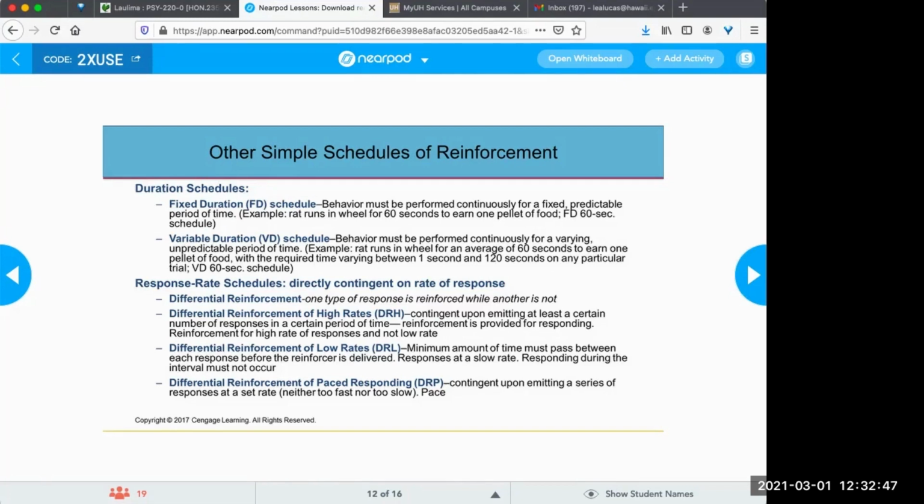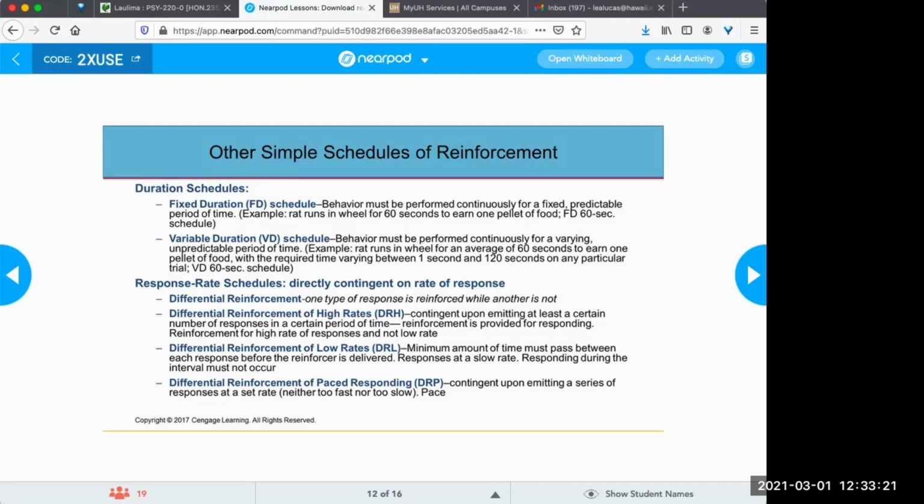So if you think of the person responding, a certain period of time for high rate responding is set. If they start responding in that period of time and they do it very rapidly, they'll get rewarded. If they don't respond very rapidly, they won't get rewarded.